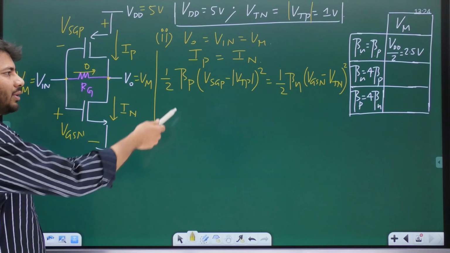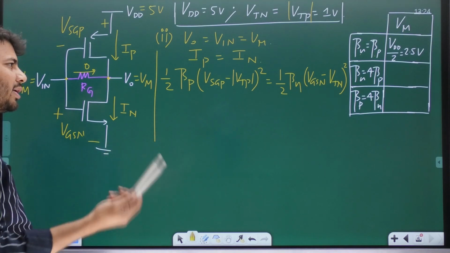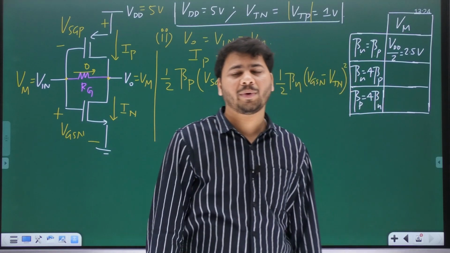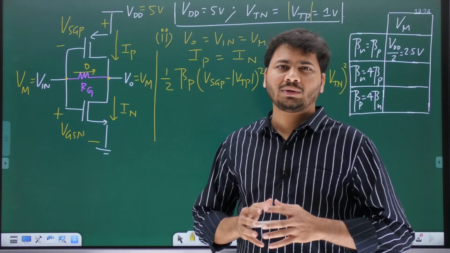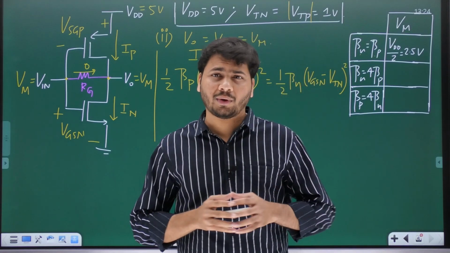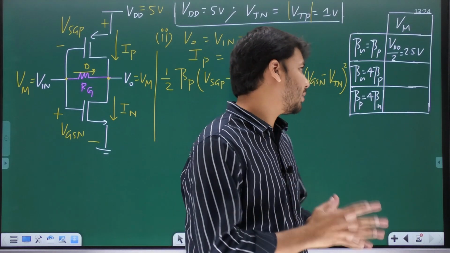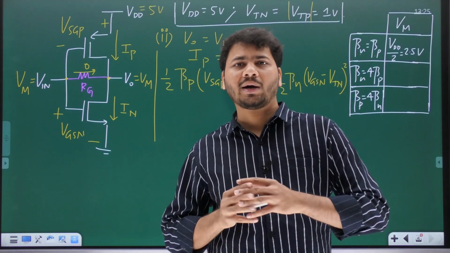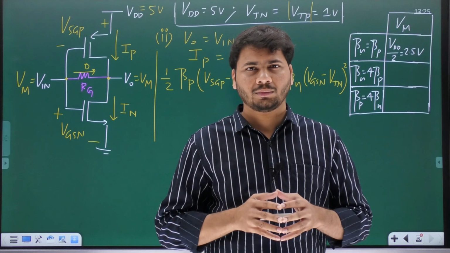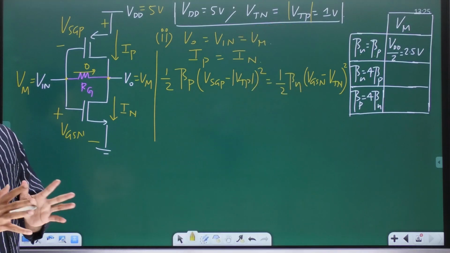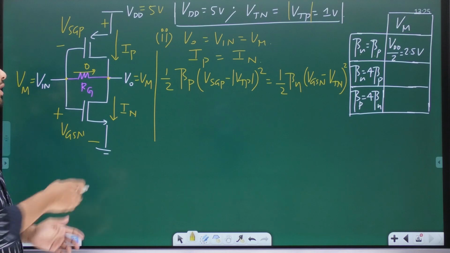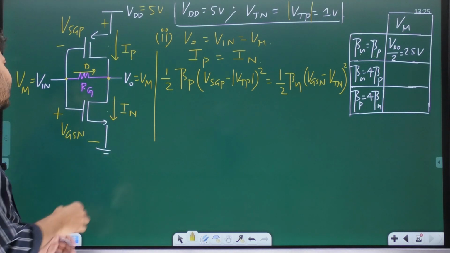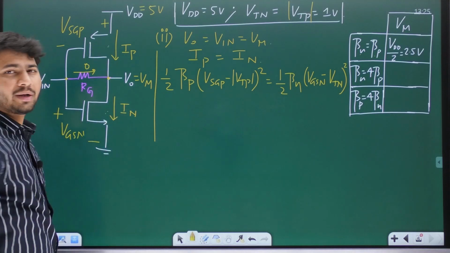But without even solving this equation for the value of Vm, can you take a guess whether Vm will be VDD by 2, less than VDD by 2, or greater than VDD by 2? Just from the fact that NMOS is 4 times stronger than PMOS, can you decide? Think about it, okay? One thing that is always going to be true is that IP should be equal to IN, and both the transistors are operating in saturation.